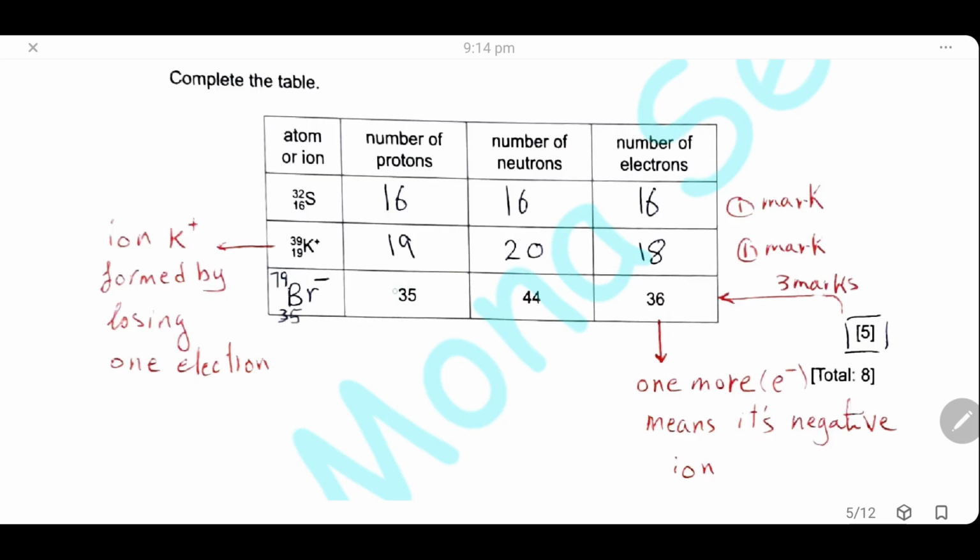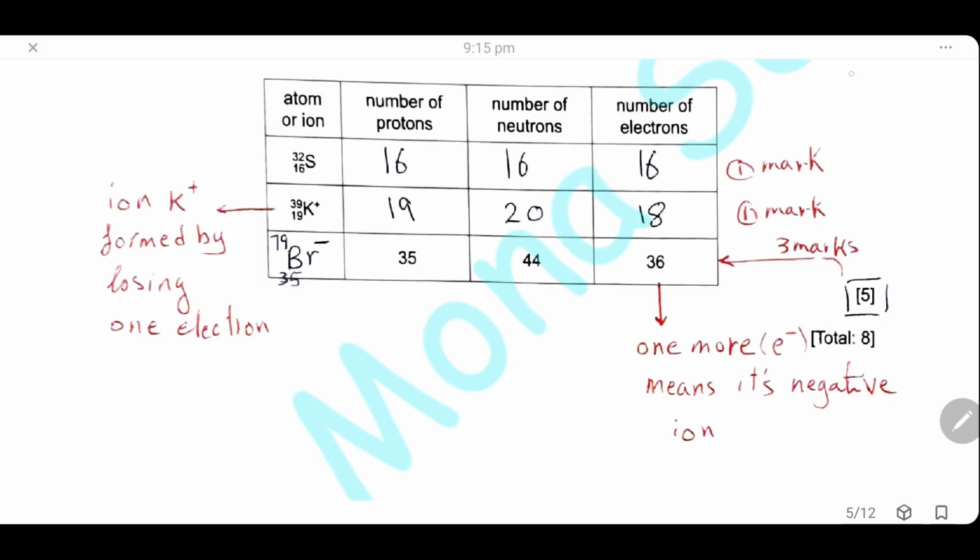The third one, it is written for you that it has 35 as a number of protons. So you have to go to the periodic table to find the element which has 35 as a proton number, because the proton number is specific for each element. You will find the element is bromine. Then we will go to the number of electrons. It's 36. This means one more electron, so it's a negative ion, so you will add a negative charge here. To know the mass number, we will add 35 plus 44 to get the mass number, which is 79. Take care here that the column concerning bromine is for 3 marks.